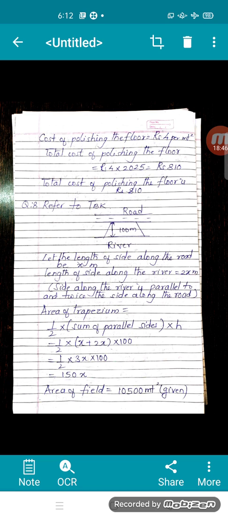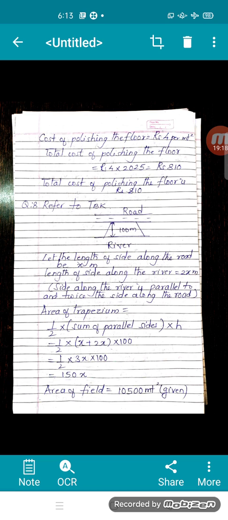The side along the river is parallel and twice the side along the road. Okay. So let the length of the side along the road be x. Now, along the river side is twice. So it will be 2x. Area of trapezium is equal to half into sum of parallel sides into height. Half into x plus 2x into 100. So half into 3x into 100 gives you 150x.